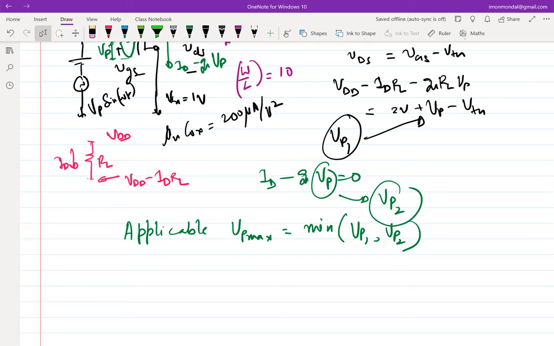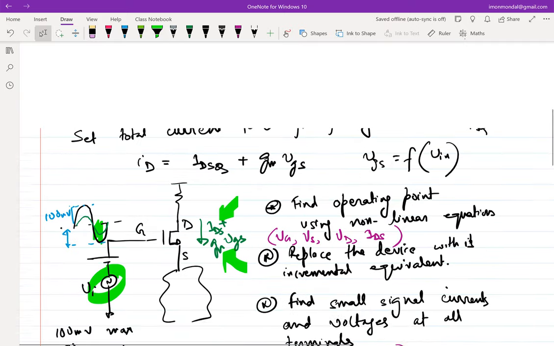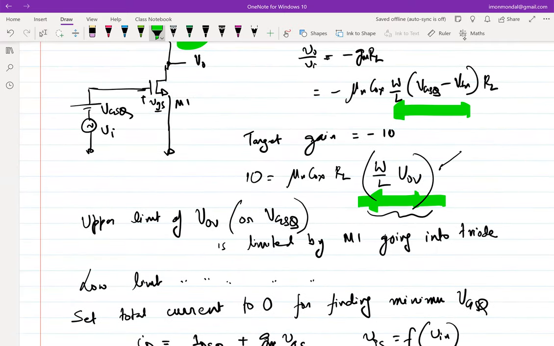Okay. So do you agree that there is more than one solution if I leave it here? Right? So now the question is, as a designer, which solution is more palatable? Which one would I like to bias it, close to the edge of saturation, or close to the edge of cutoff, or somewhere else? Because this condition, W by L times V overdrive equal to 10 by some constant, gives you a range. And given that these are continuous variables, it gives you infinite possibilities. So if you have infinite possibilities, as a designer, what will you do? And why will you do it?